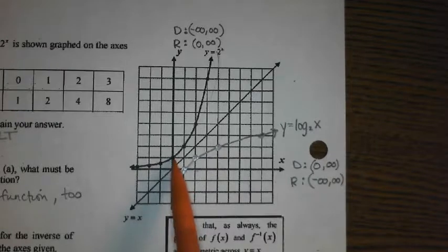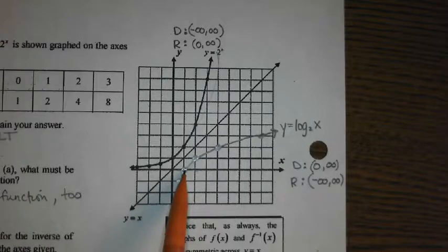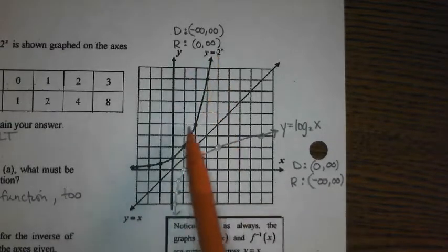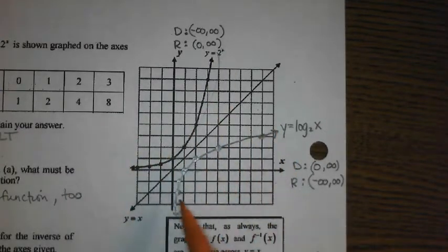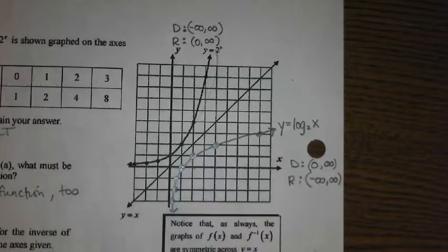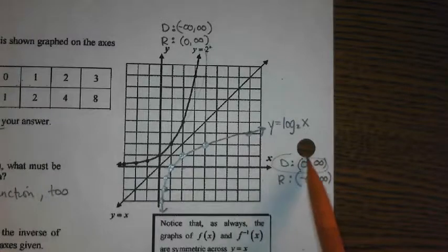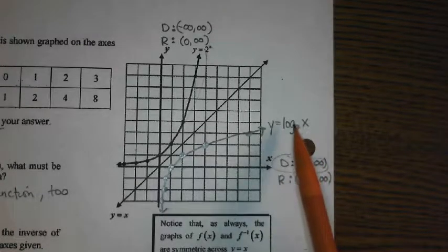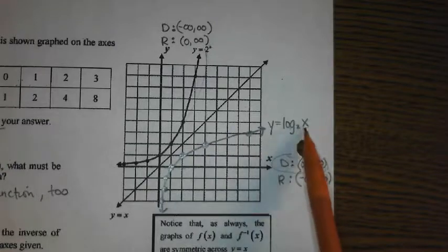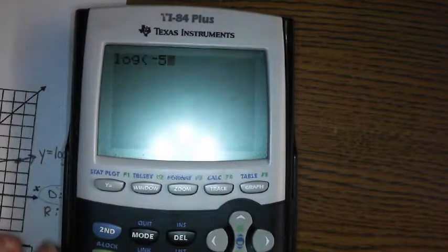What's your y-intercept of this graph? 1, and that becomes the x-intercept of this graph. What's your x-intercept of this graph? Does not exist. So guess what doesn't exist here? Y-intercept. All things flip-flopped. This brings up a great point about the domain of a log function. Your domain has to be anything greater than 0, which means you can never take the log of a negative. Watch what happens on my calculator. Log of negative 5. Error.